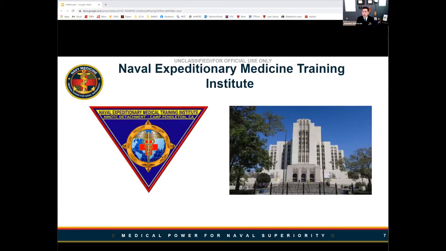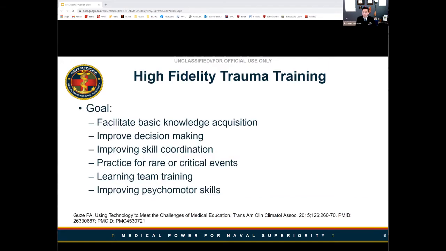To meet those challenges, the Navy stood up a partnership between the Naval Expeditionary Medical Training Institute and LA County USC Medical Center. There, every team deploying to a combat zone goes through real and simulated trauma training for a period of 2 weeks to 2 months. The goal of the training is to provide high fidelity simulation to facilitate basic knowledge acquisition, improve your decision-making, and improve skill coordination, all of which relates to maintaining that level of expertise that I spoke about.